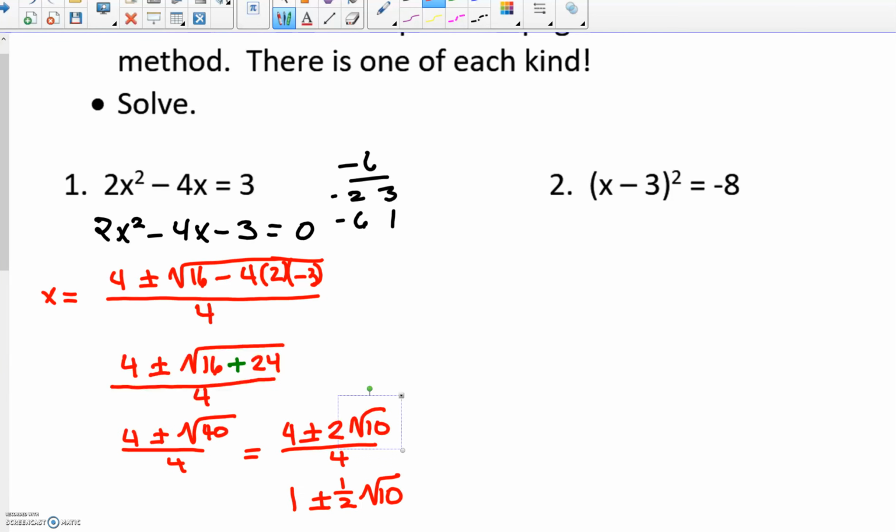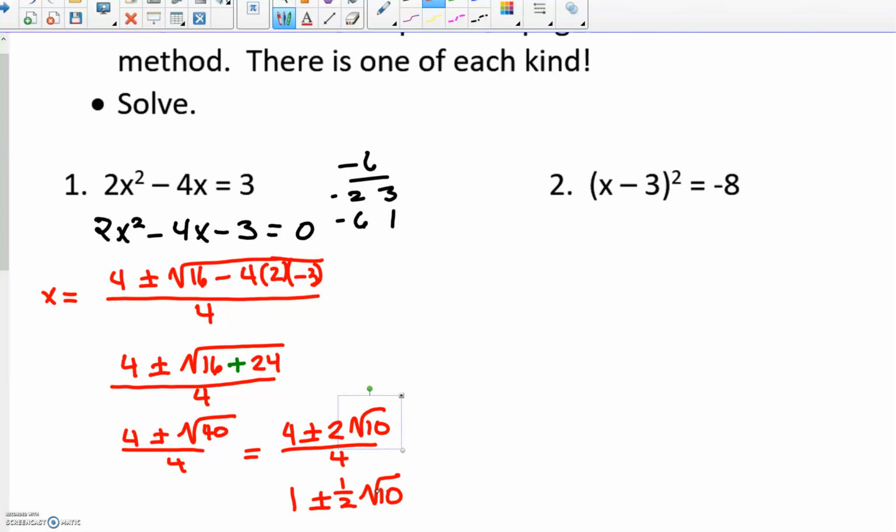Okay, so I finished it up here, and make sure you got the plus in here in the quadratic formula, and then it will reduce. So 4 over 4 is 1, and 2 over 4 is 1/2, the square root of 10. So I did reduce that for that. So you could also put square root of 10 over 2.